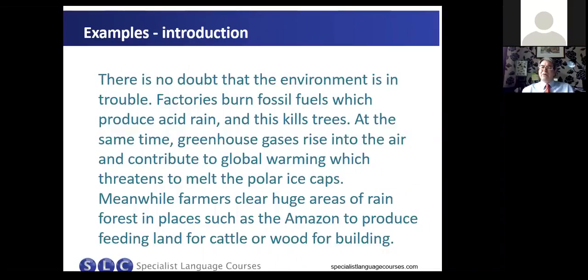So there is no doubt that the environment is in trouble. This is good because we know immediately that the topic is the environment and that there's some problem with it. The environment's in trouble. And then immediately, as a reader, I would say, how? And the writer goes, well, factories burn fossil fuels, which produce acid rain. So here we've got a cause and an effect. And then this now becomes a cause, production of acid rain, and the effect of the acid rain is that it kills trees. So you can see how it's chaining together.